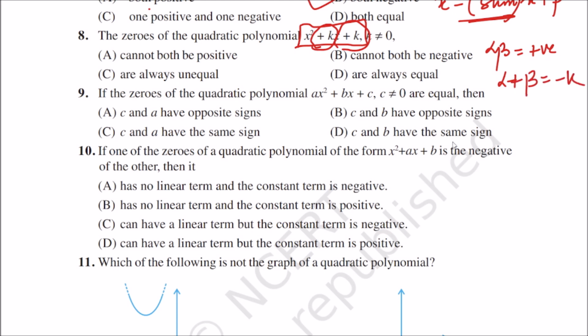That means what are the options? They cannot be both positive. So they will be both negative. So A is the option.